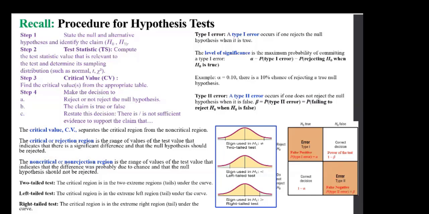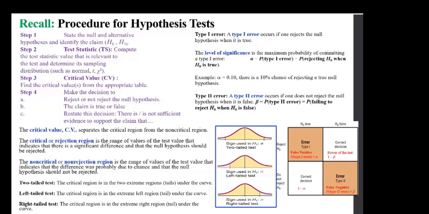And I can't emphasize this enough. Your decision making involves only the very first step based on the data. Part A, reject or not reject the null hypothesis. The rest, you elaborate, you write it for your readers.